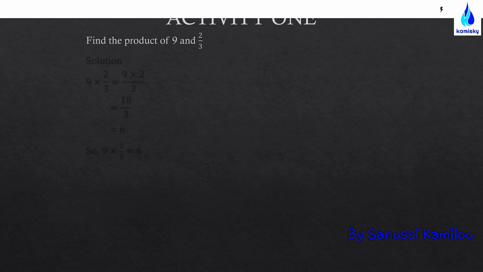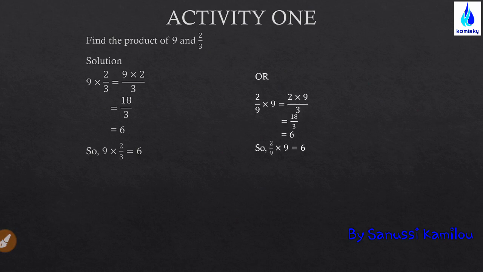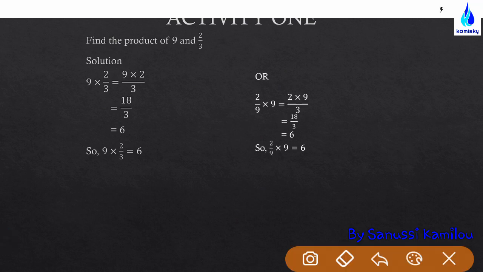Okay, so this is exactly what we just did, and I told you that we can also write 2 out of 9. No, it's 2 out of 3. This one is 2 out of 3 times 9. Okay, so that is it.